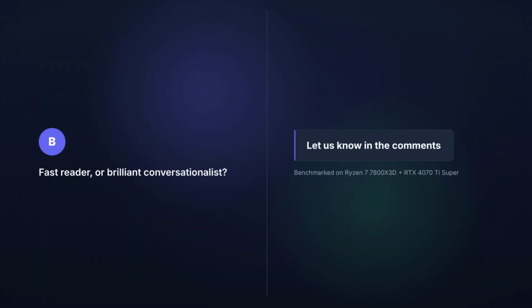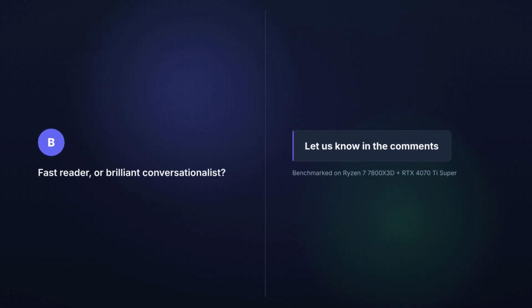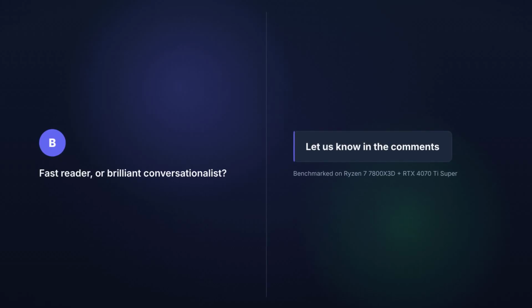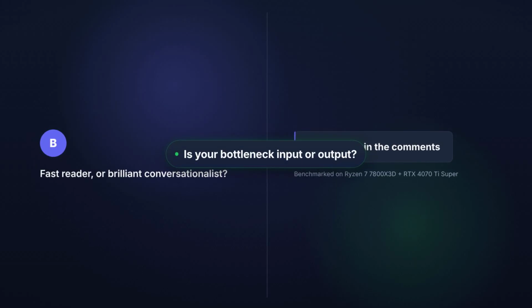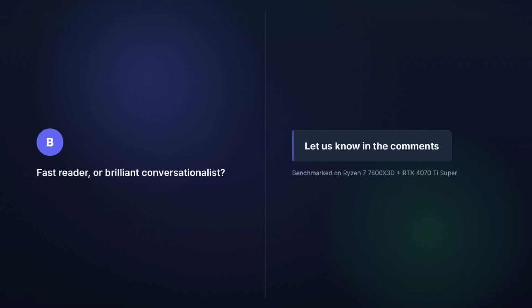These two models are a perfect demonstration that raw parameter count is not everything. Same size, same quantization, same VRAM, same active parameters per token, and yet one reads 4 times faster while the other brings broader intelligence. The choice comes down to whether your bottleneck is input or output.